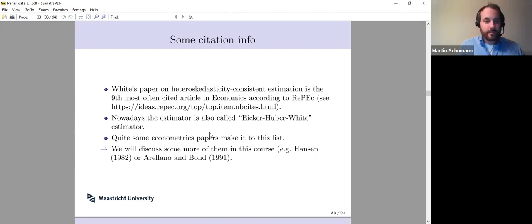Now, what we will see is that other econometrics papers make it quite high on this list of the most cited articles, some of which we will also discuss in this course. For instance, GMM, which is this paper of Lars Peter Hansen, who also got the Nobel Prize for this. And we have another super famous paper by Arellano and Bond, on dynamic linear models with unobserved heterogeneity.